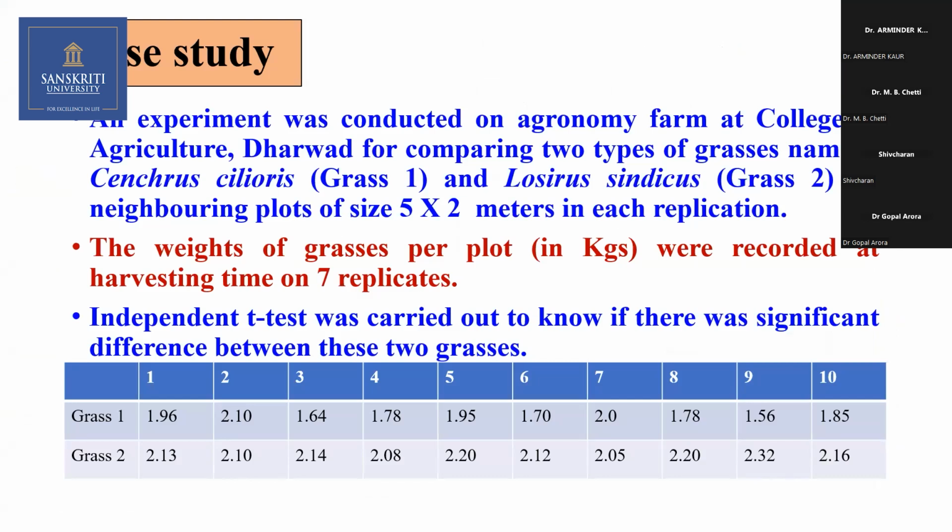So you can see there are 10 observations in the first grass type and 10 observations in the second grass type. One more thing I would like to say, whenever you are using the independent sample t-test, the sample size need not be equal. It could be unequal also. In this case, coincidentally it is equal, but it need not be equal. One could be 9, another could be 10. One could be 7, another could be 9, like that. In this case, it is equal. So let us see how to interpret the results.